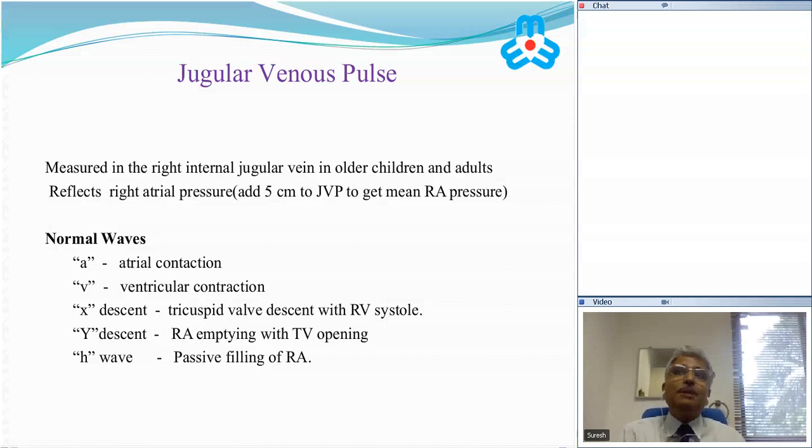But in an older child who is able to cooperate, or in an adult, you can make him sit up or take the traditional 45-degree reclining position to look at the right internal jugular vein pulsations. And the normal waves, which I would illustrate shortly, are the A wave, which denotes the atrial contraction, the V wave denoting the ventricular contraction, the X descent, which shows the tricuspid valve descent with right ventricular systole, the Y descent, which shows the right atrial emptying with tricuspid valve opening, and rarely the H wave, which shows the passive filling of the right atrium.